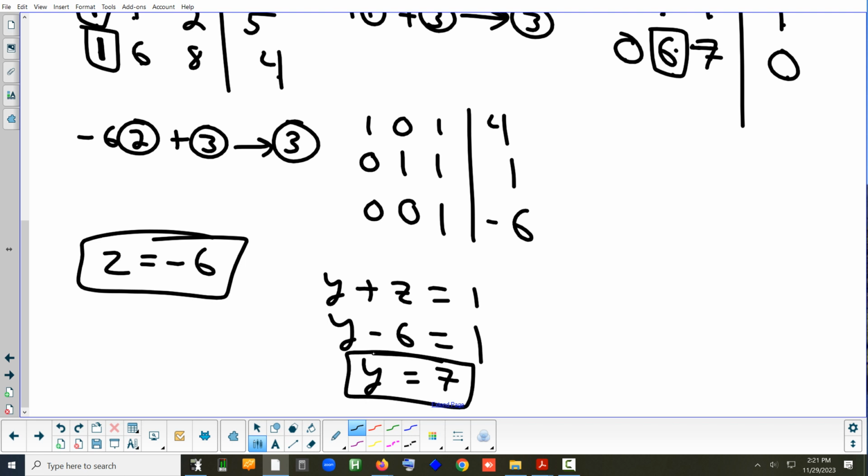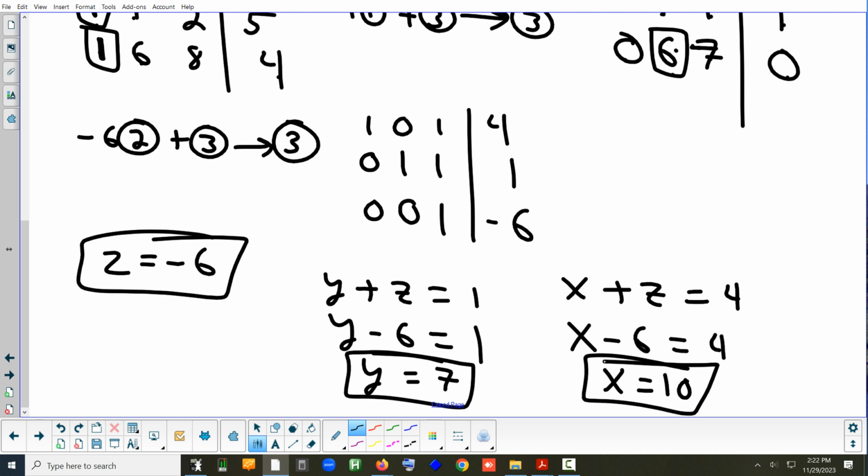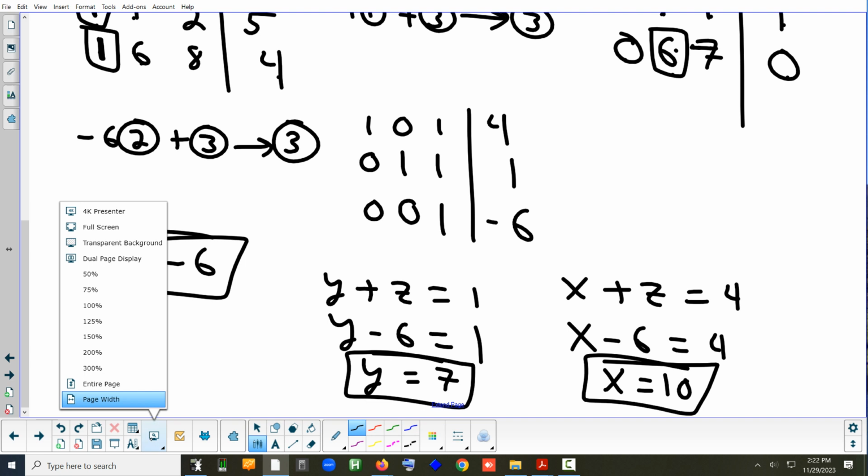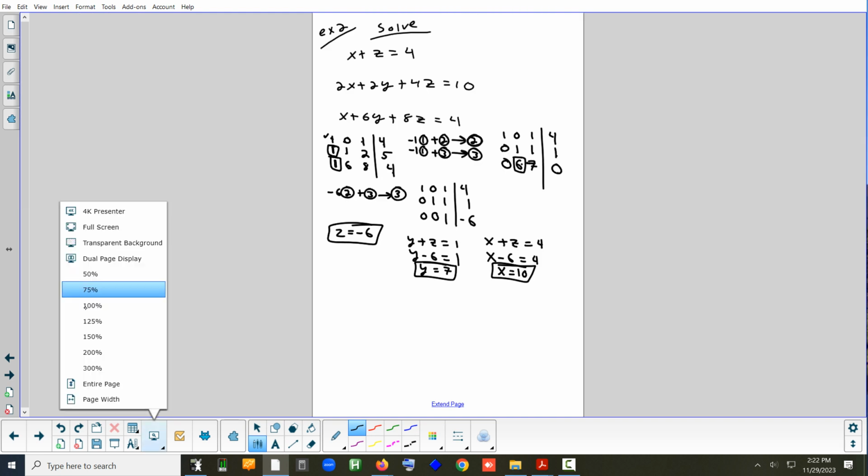Okay, y is 7. Now go up to your top row. What does that top row tell me? x plus z equals 4. 1x plus 0y plus 1z equals 4. And we don't know x, but we do know z. What is z? -6. So what's x? 10. So x is 10. And that's the whole problem.